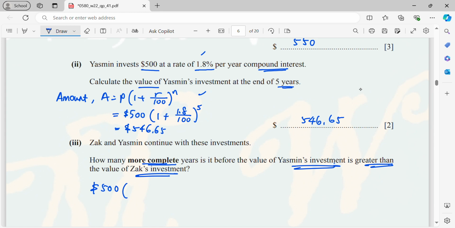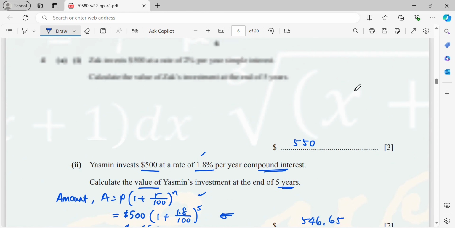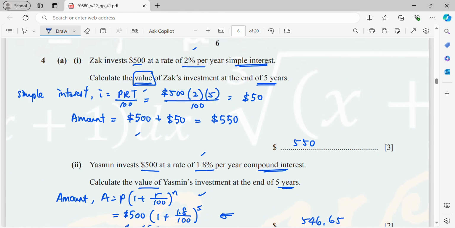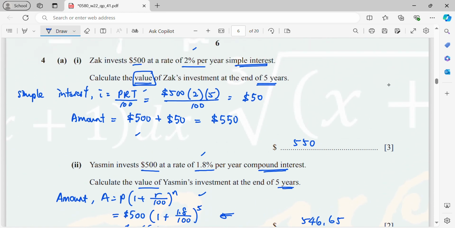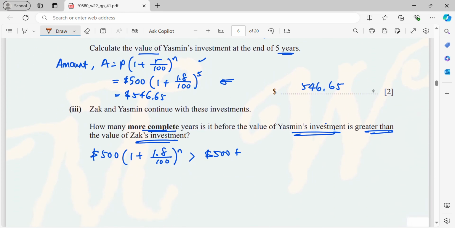So for Yasmin's investment greater than Zach's, I will just copy this and change the power 5 to n, because we need to find how many years it takes so that Yasmin's investment is greater than Zach's investment. Zach's investment is basically 500 plus the simple interest. You just refer to this formula, but now no more 5. The 5 will be changed to n.